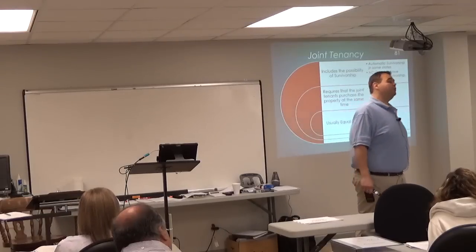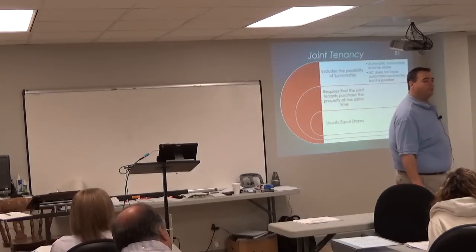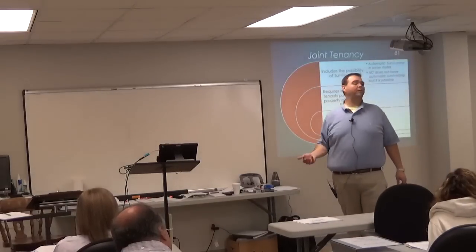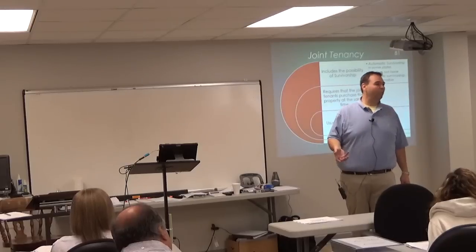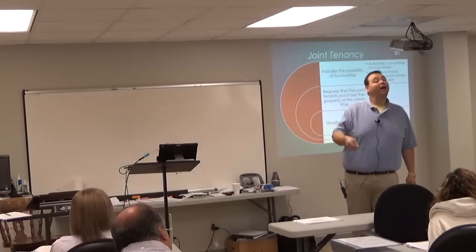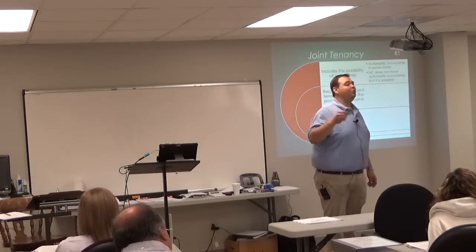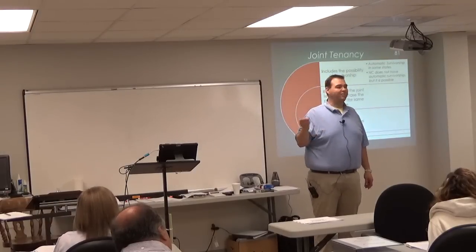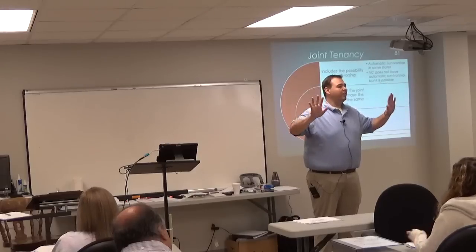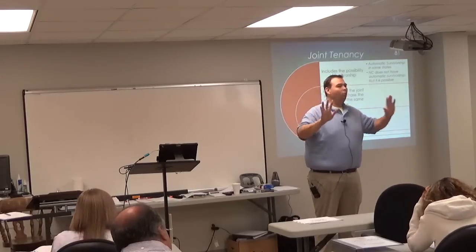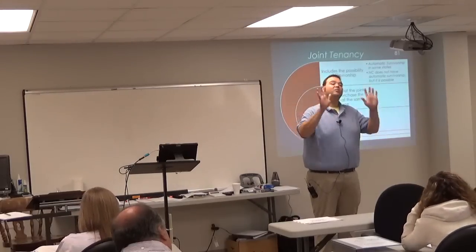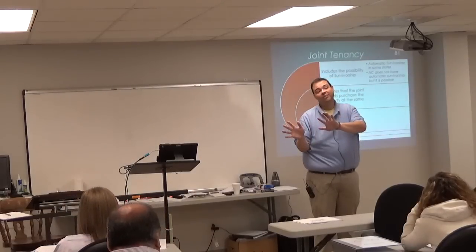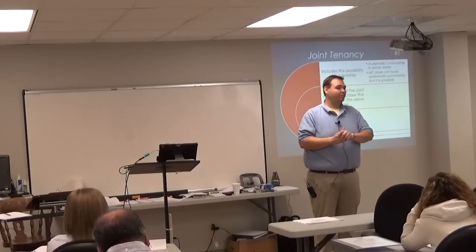They just assume that if something happened to one, it would automatically go to the other. They assumed it would, but it doesn't work that way unless you ask for it to work that way. The way you ask for it is you ask to be joint tenants rather than tenants in common. You say, we understand we're not married, but we don't want tenancy in common. We want joint tenancy so that we can have this right of survivorship. Does that make sense for everybody?